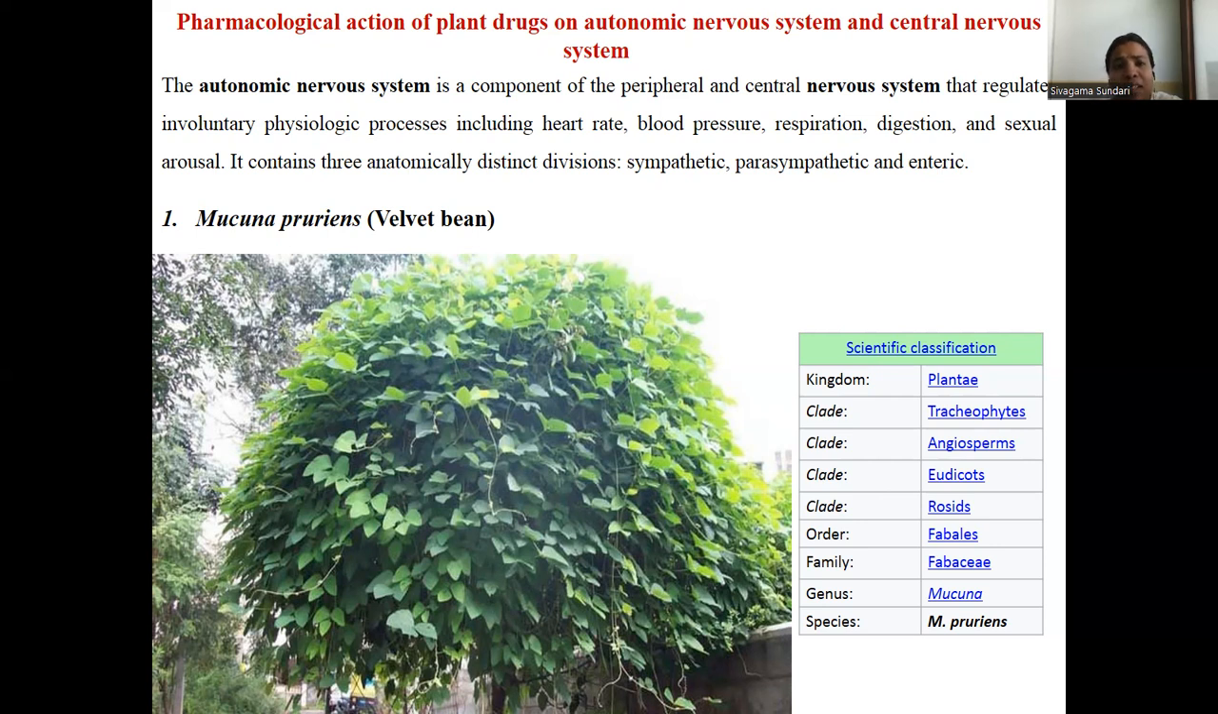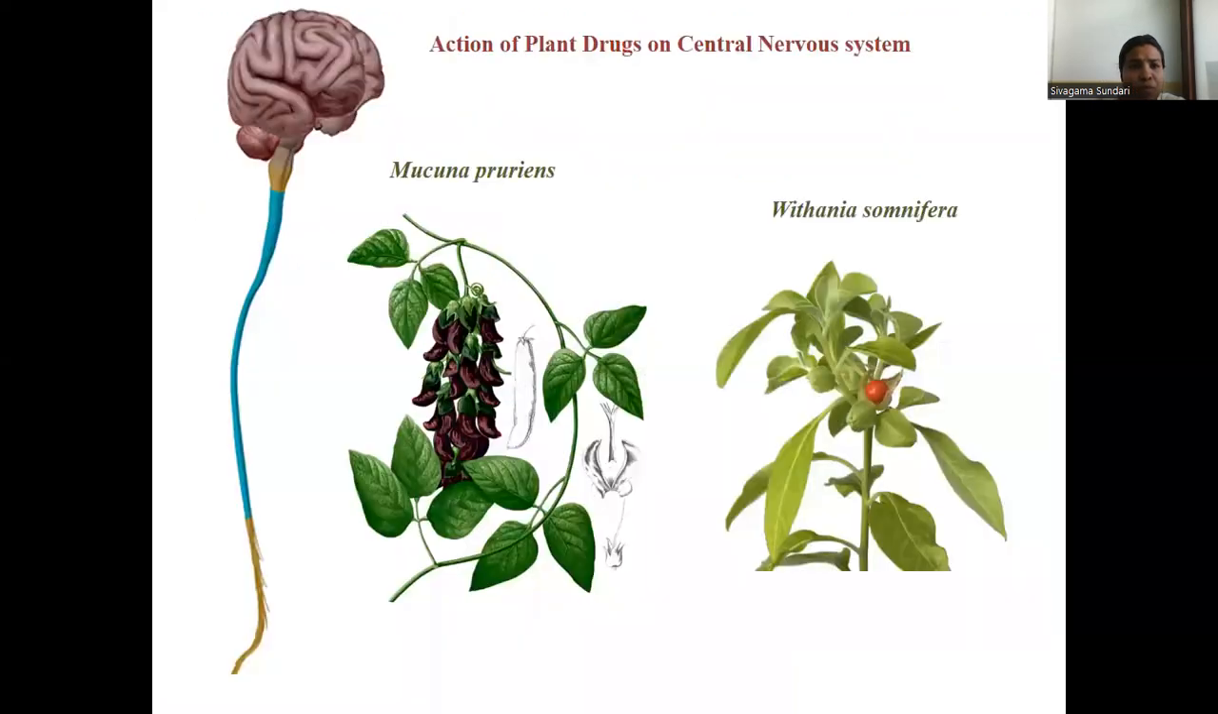So to treat that unusual disorder in the autonomic nervous system, how are these velvet bean seeds useful to treat Parkinson's disease patients? Mucuna pruriens is the botanical name of the plant, common name velvet bean. This is how the plant looks. It is from the Fabaceae family, genus Mucuna, species pruriens. Moving on, how does the plant look?